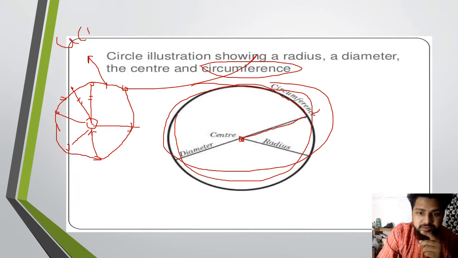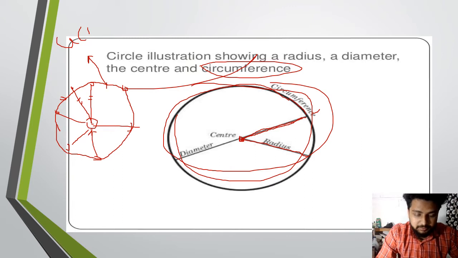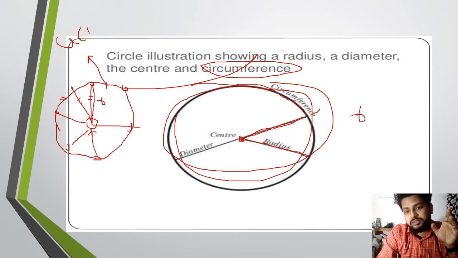One more interesting point: the distance between the center point and any point on the circumference is called the radius of the circle. When you measure this, you are indirectly measuring the radius of the circle. This is called the radius of the circle, denoted by small r. Small r is the notation used to denote the radius of the circle.